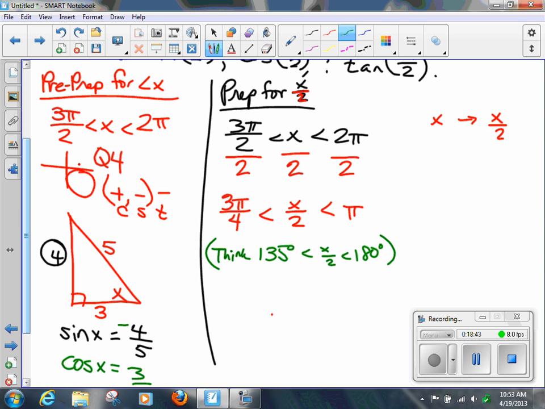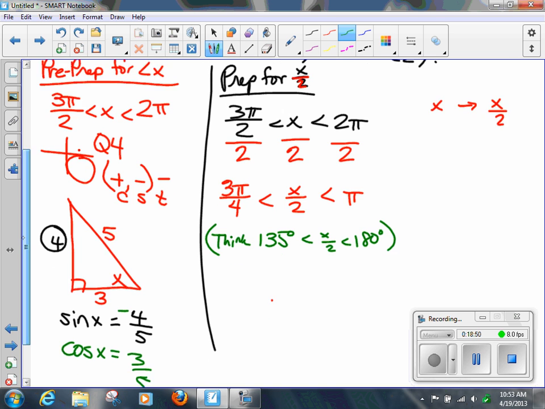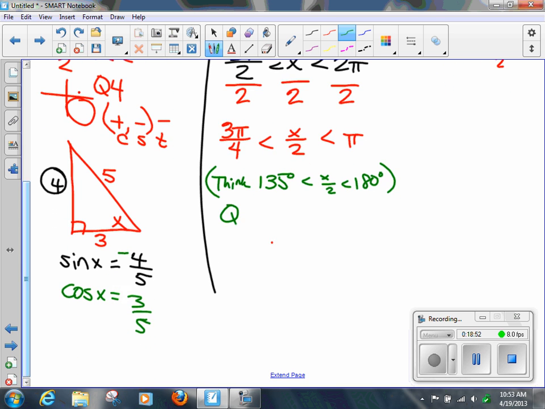Now I want you to look at it. That means that our half angle is in which quadrant? Quadrant dos. What are your signs for this? Yes, ma'am. Hold that thought. All right, quadrant 2 signs. Thank you. I had to think about it.